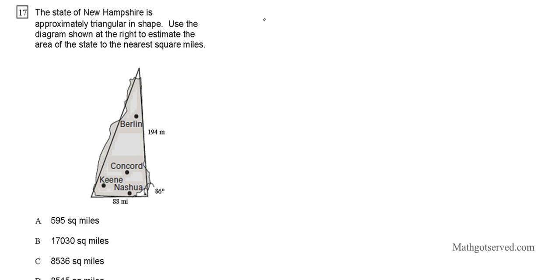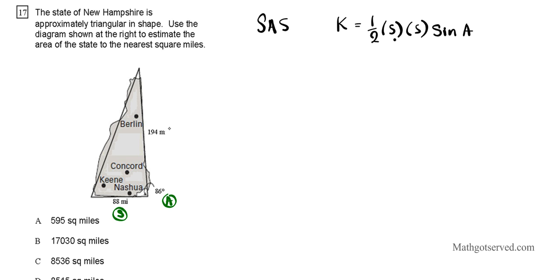So remember the area formula K. If you have an SAS situation, you can use the formula K equals 1/2 the first side times the second side times the sine of the included angle between the two sides. Let's see if we can apply this formula directly to this situation. We have a side, we have an angle, and we have a side, SAS. So guess what? We can apply this formula directly here. We don't even need to label it A, B, or C.